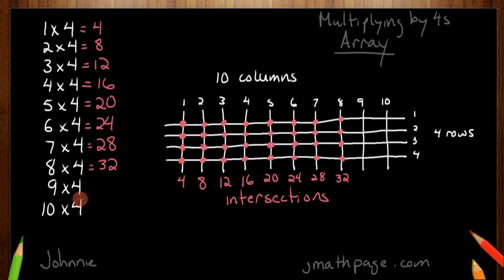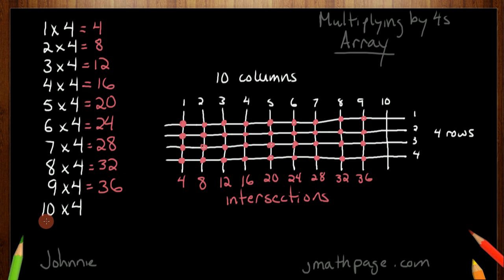9 times 4, 9 columns, 4 rows. 32 before, let's count on. 32, 33, 34, 35, 36. We have 36 now. So we can say 9 columns and 4 rows, or 9 times 4, give us 36 intersections.